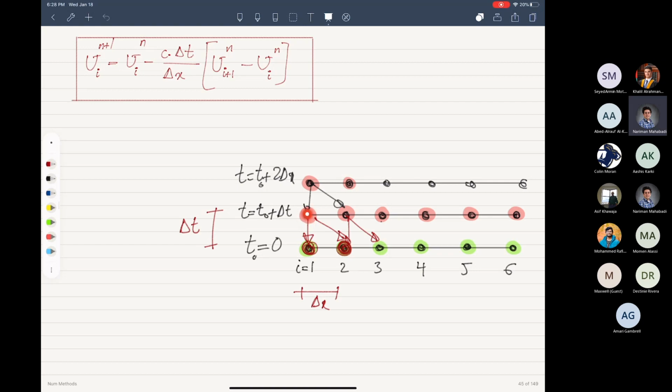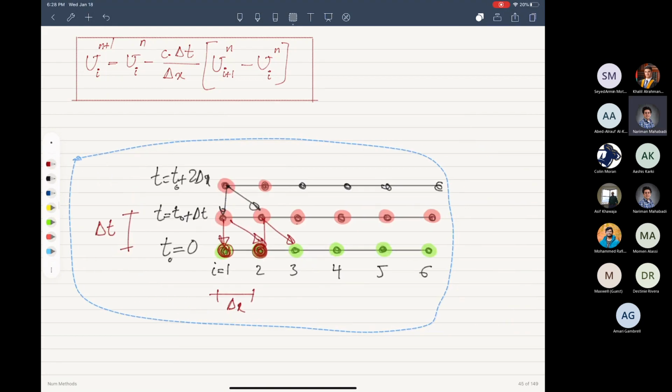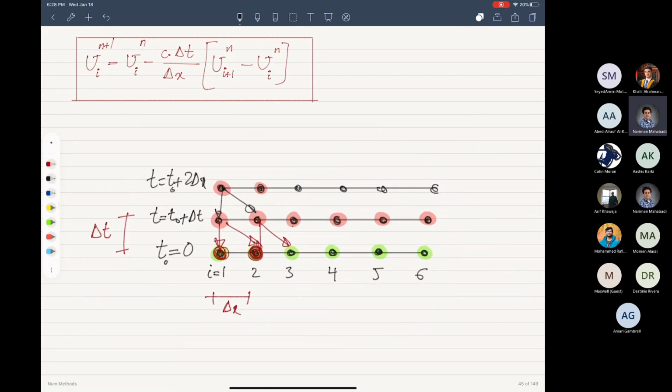Okay, so for this point, it's easy. We're gonna use these 2 points. For this point, these 2 points, and we're gonna move on. But what about the very last point? Yeah, that's what I was thinking of. So the last point is the problem, because you need to use 2 points, but then the other one is not given.